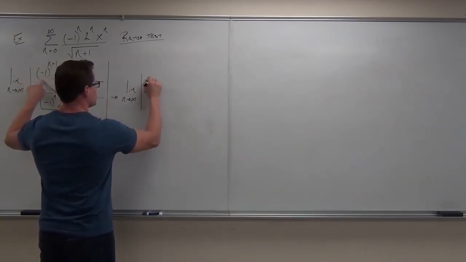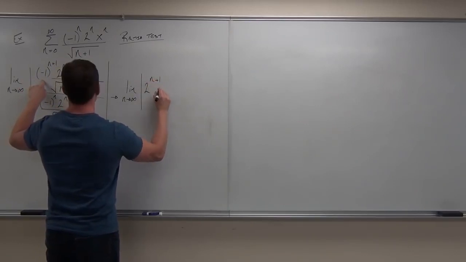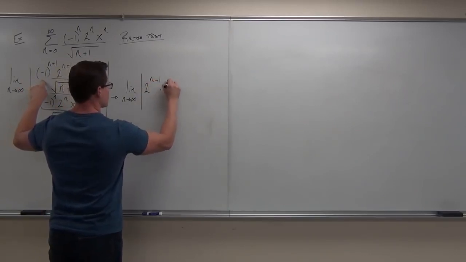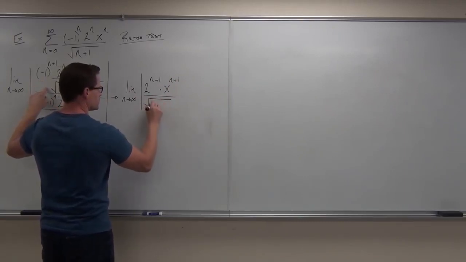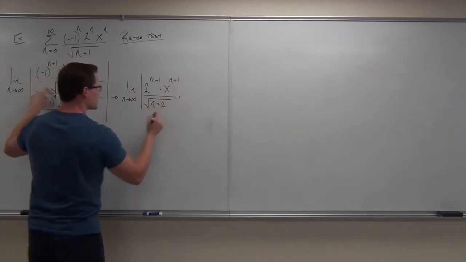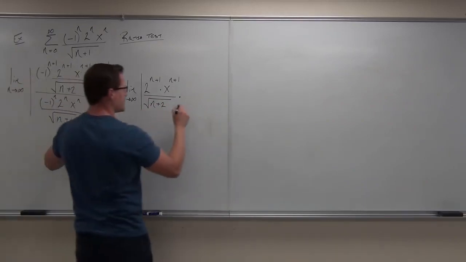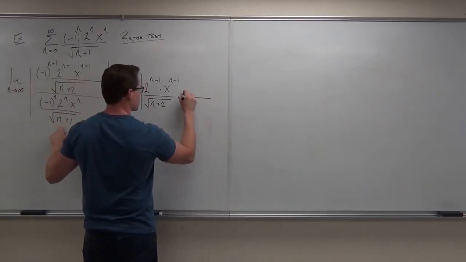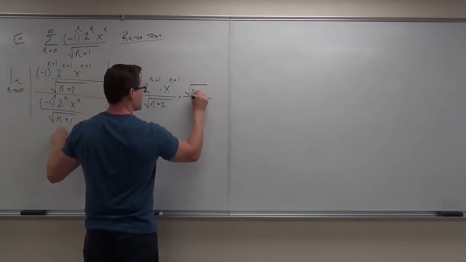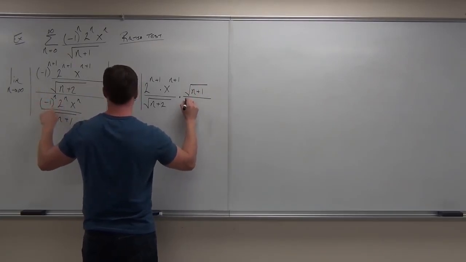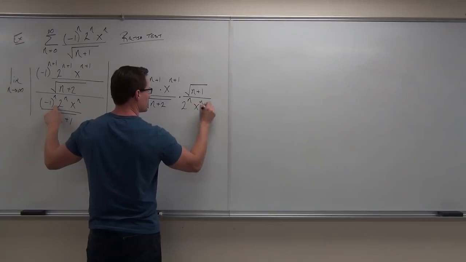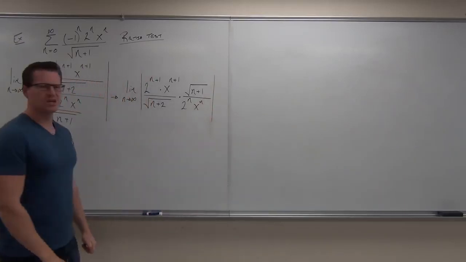We'll have 2 to the n plus 1 times x to the n plus 1 all over square root of n plus 2, times the reciprocal of our main denominator. That would be the square root of n plus 1 over, well, the -1s, those are gone. Our absolute value does that for us. We get that. Did you get that far on your own?